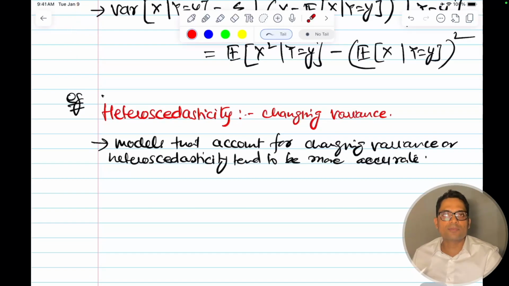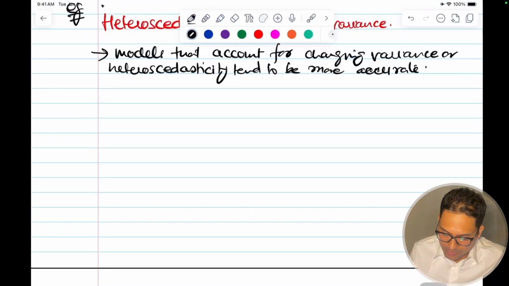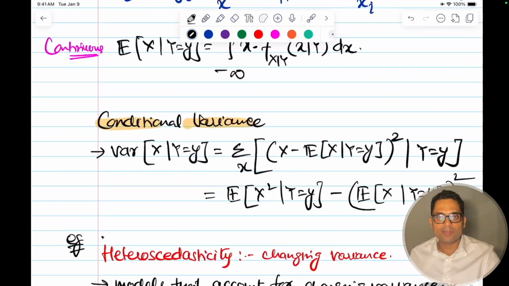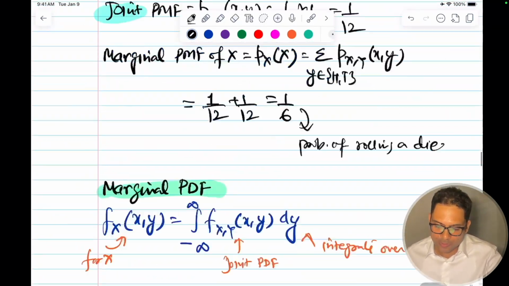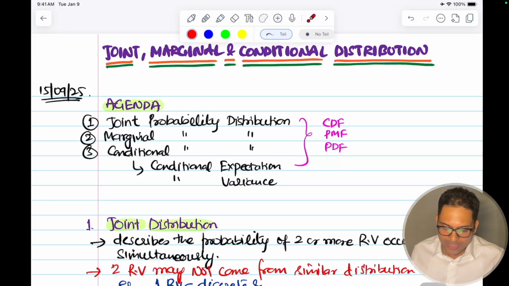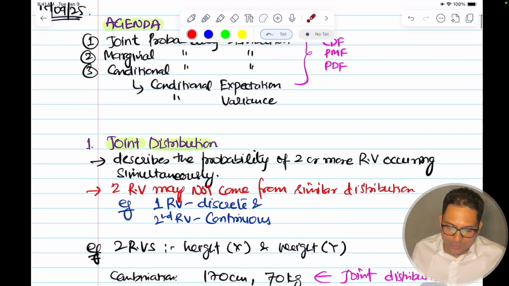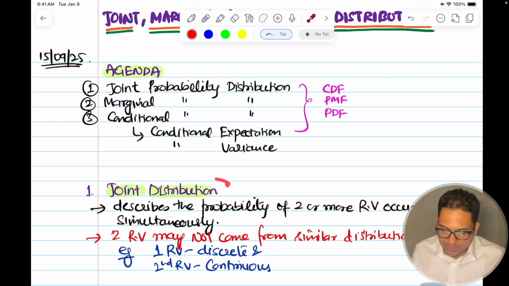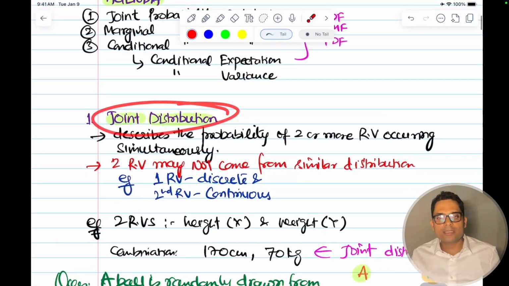Let me do a quick summary of all this. Let's summarize what we have studied. We have studied a lot of things in this video, so let's go from the top. The explanation was big, but we have covered very few things, and I hope everything is clear. We first started with joint distribution. So what is joint distribution?